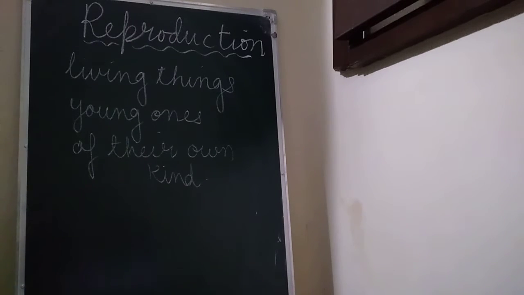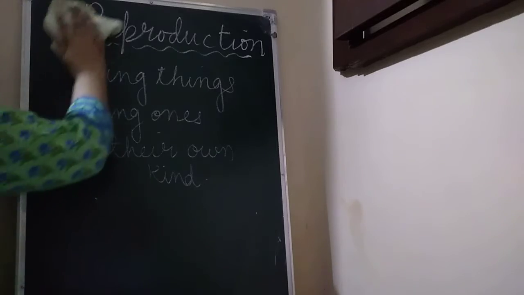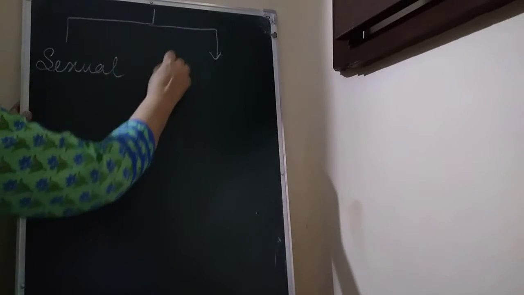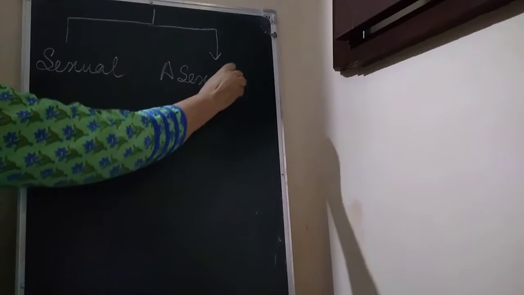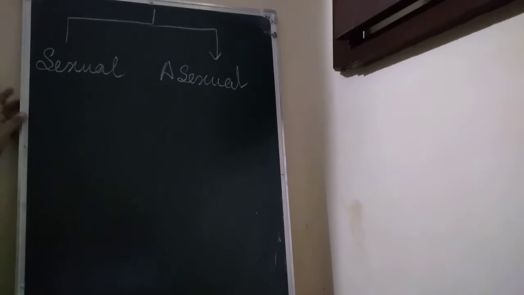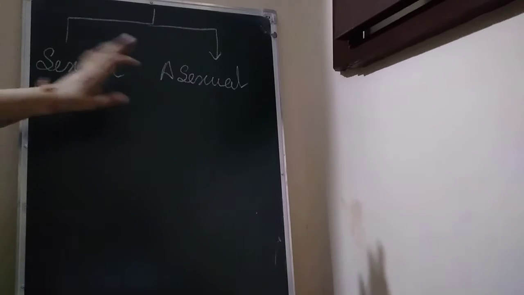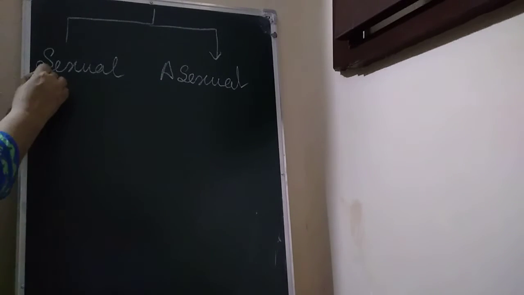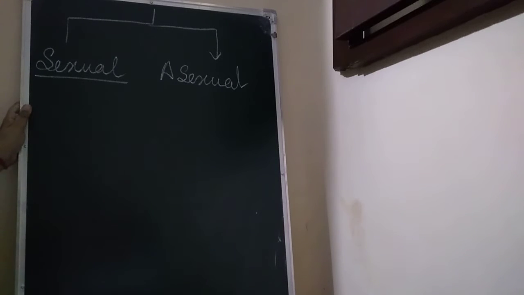Now children, as in plants, there are two types of reproduction, you all know, and same is here also in the animals. There are two types of reproduction in animals, sexual and asexual reproduction, children. Now what does sexual reproduction mean, children?